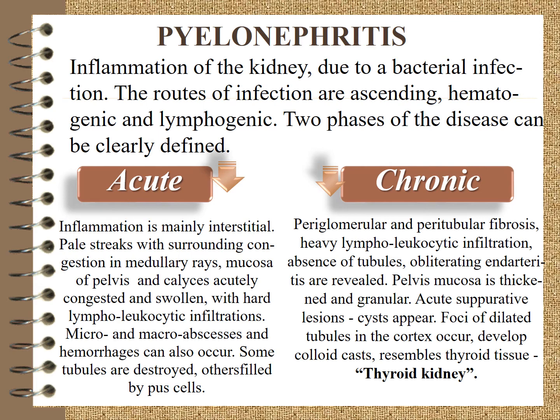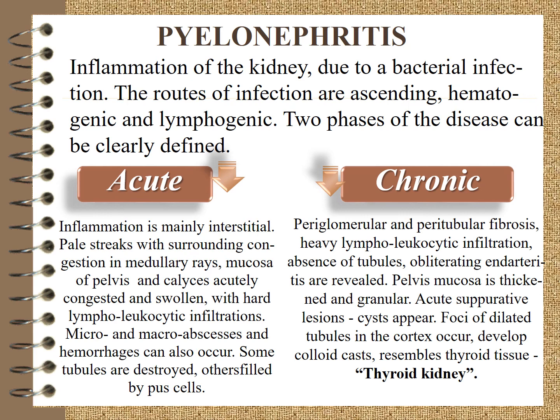Pyelonephritis is the commonest type of renal disease and probably also the commonest single cause of renal failure. Two phases of disease can be clearly defined, acute and chronic, but there is a spectrum of change and the division into phases is arbitrary. Acute pyelonephritis is an acute pyogenic infection of the kidney. The commonest infecting organism is Escherichia coli, but other fecal bacteria may also be found, Pseudomonas, Streptococcus, and so on. Routes of infection are ascending, hematogenic, and lymphogenic.